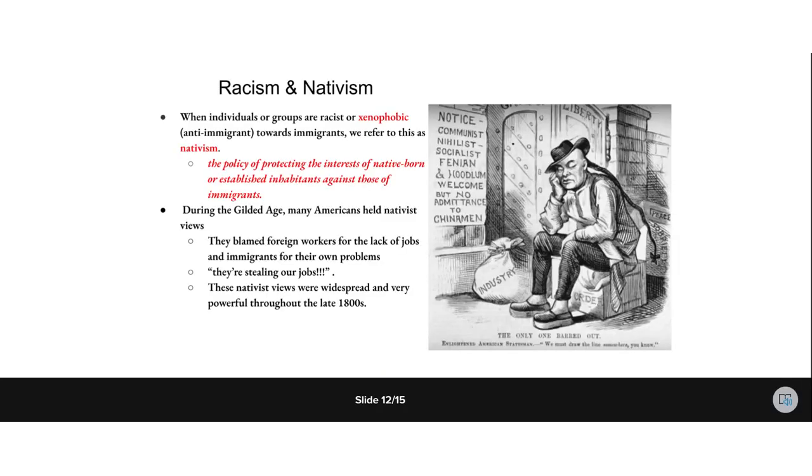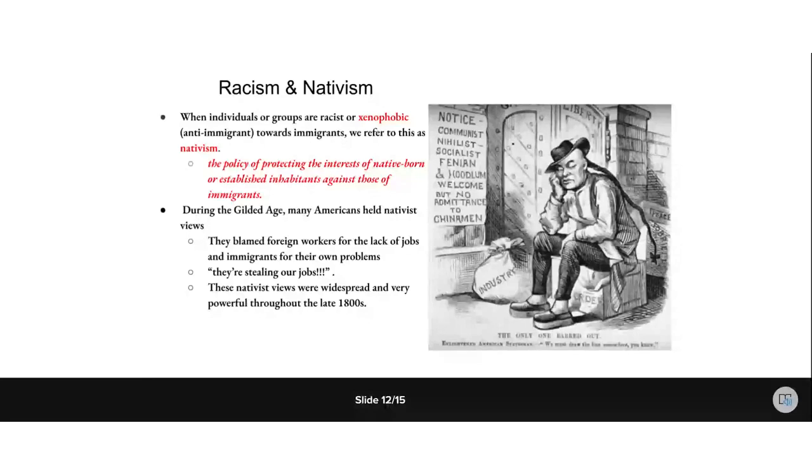When individuals or groups are racist or xenophobic, which means anti-immigrant, towards immigrants, we refer to this as nativism. Right? Nativism is the policy of protecting the interests of native-born or established inhabitants. During the Gilded Age, many Americans held nativist views. They blamed foreign workers for the lack of jobs and immigrants for their own problems. You might hear the old adage, the immigrants are taking our jobs. They're taking our jobs from us. They're willing to work for less money. These nativist views were widespread and very powerful throughout the late 1800s.